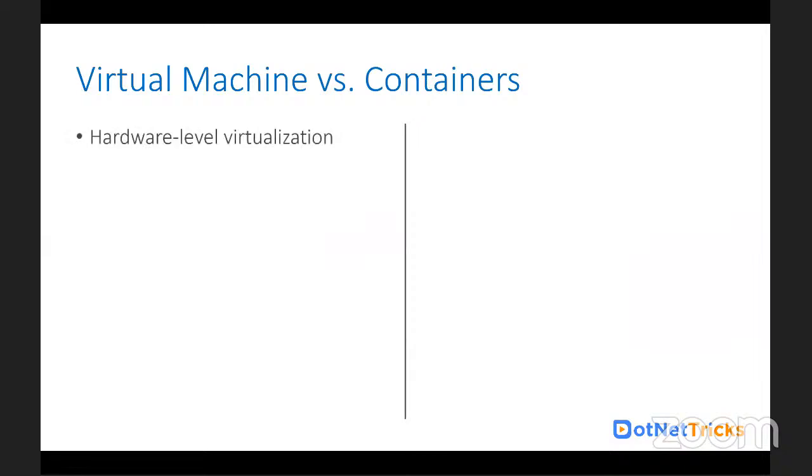A virtual machine is hardware level virtualization. With the help of VMware and Oracle VirtualBox, we are doing hardware level virtualization. It means we are allocating the RAM, the virtual CPU, and the storage also. But containers are OS level virtualization.